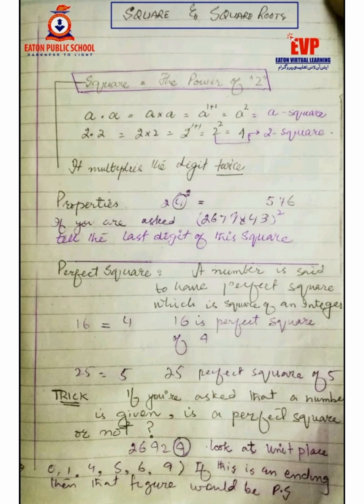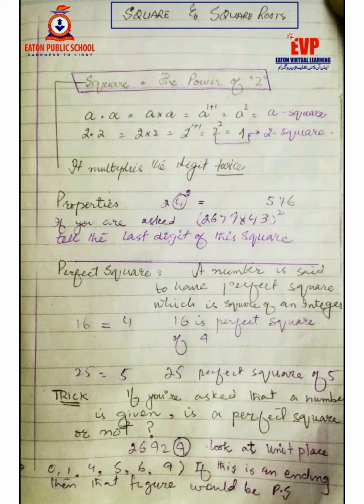As you can see, square is the concept that multiplies the integer twice by itself. I have shown you the example in terms of variables and in terms of a number as well, as you can see in the slide being displayed.